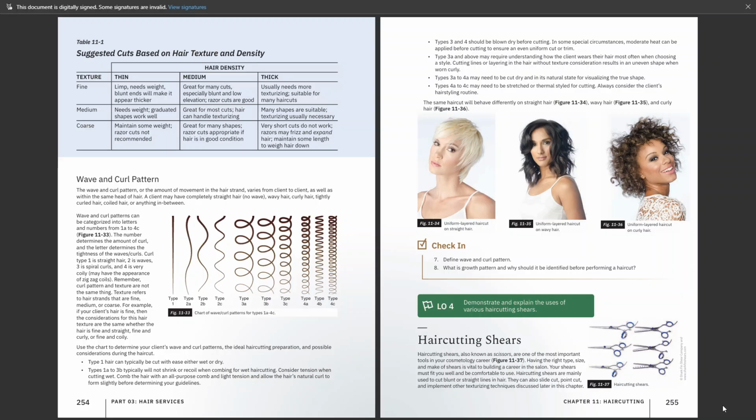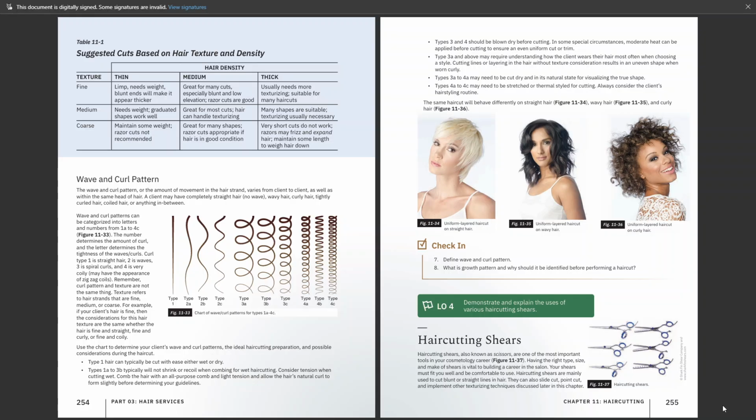Wave and curl pattern. The wave and curl pattern, or the amount of movement in the hair strand, varies from client to client, as well as within the same head of hair. A client may have completely straight hair, no waves, wavy hair, curly hair, tightly curled hair, coiled hair, or anything in between. Wave and curl patterns can be categorized into letters and numbers from 1A to 4C.